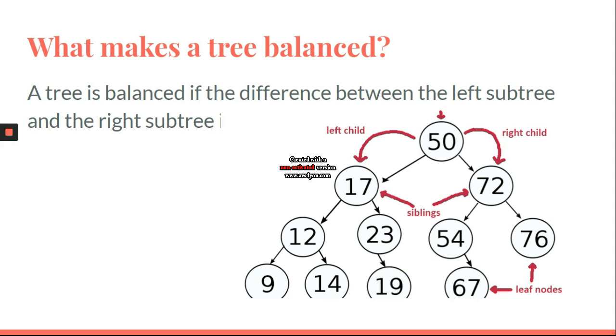What makes a tree balanced? This is a tree whose difference between the left subtree and the right subtree, so the left subtree and then the right subtree height, is at most 1. All complete and full trees are balanced.